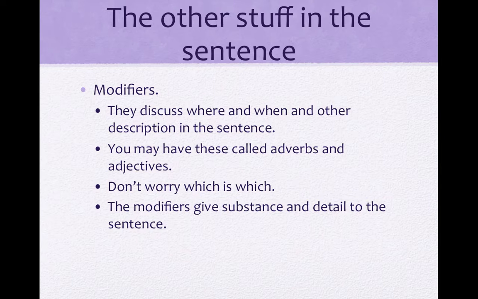I'm using the word verb and predicate interchangeably, but they're basically the same thing. Verb is just the verb. Predicate is all the things with it. Now, there's other stuff in sentences, okay? And I'm using stuff because basically these are modifiers. And what they do is they answer the questions where, when, and other descriptive things of the sentence. You may have heard these called adverbs and adjectives, and you probably have found in assignments in school that you mix up which is which. And it takes a long time to master which is which, but I don't want you to worry about that.